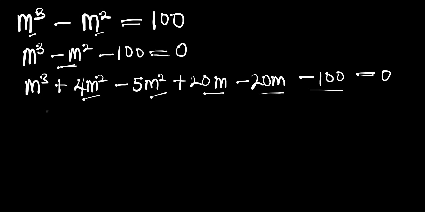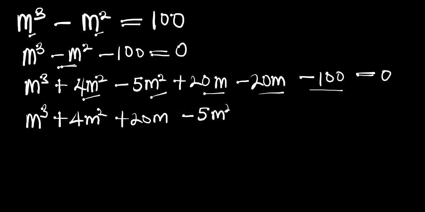So we haven't changed anything yet. Now, the next thing is for us to rearrange this whole equation. So we can have m power 3, plus 4m squared, plus 20m, then minus 5m squared, then minus 20m, and we have minus 100, this equals 0.